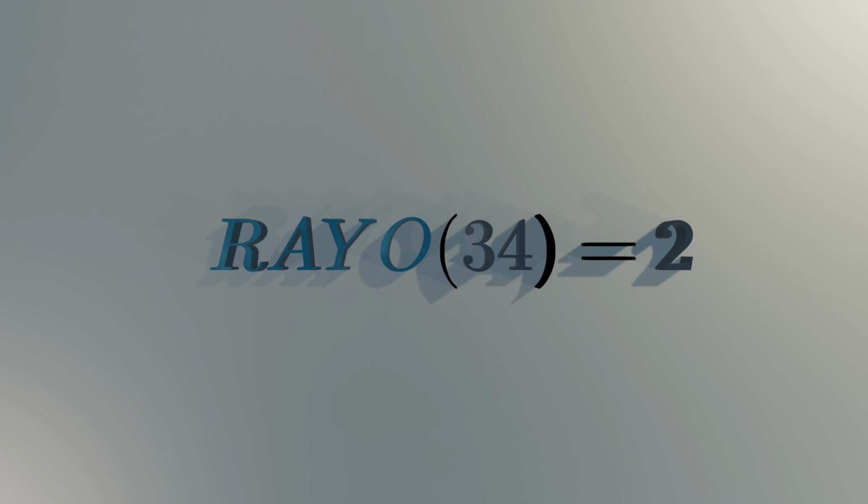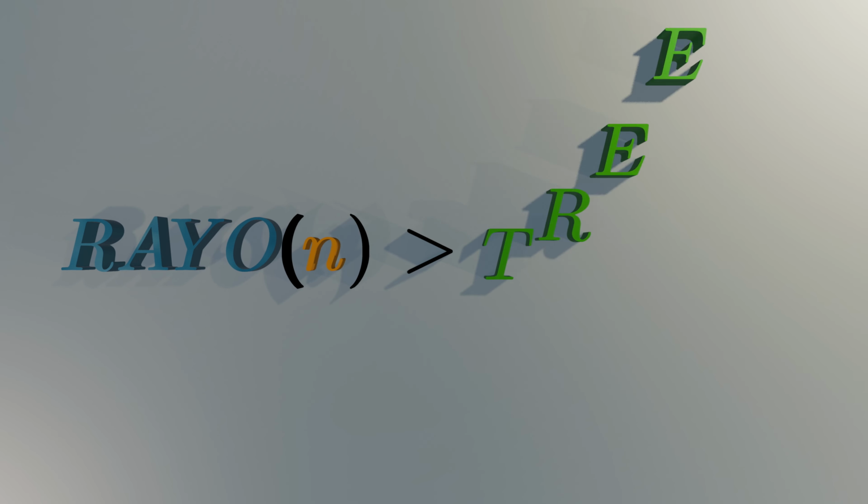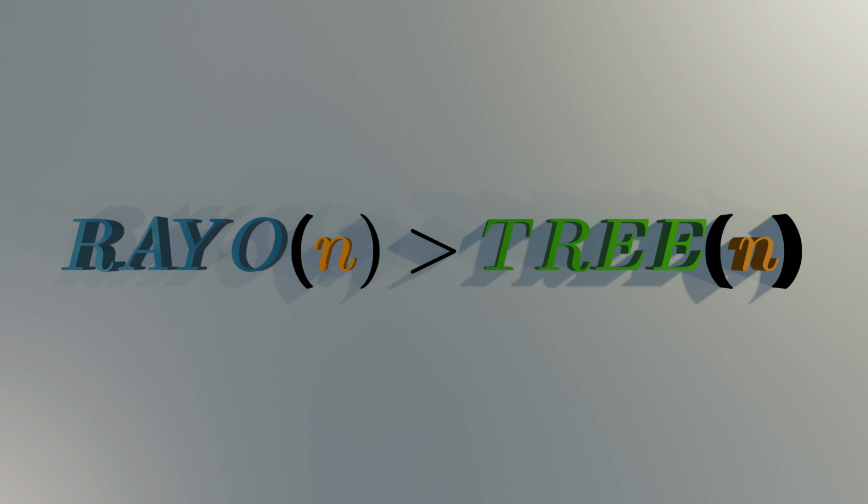But here's the twist. Rayo's function grows faster than any computable function. Once you feed it enough symbols, it explodes, past Graham's sequence, past TREE(n), and past every other named large number, because it harnesses the full power of set theory itself. And that's just the beginning.